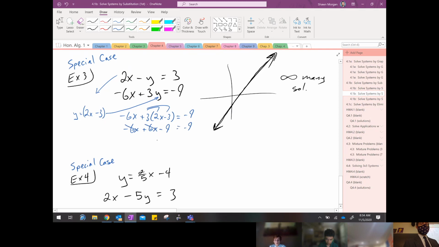And the 6x's cancel out, and we got negative 9 equals negative 9. Is that a contradiction? No, that's true no matter what. So in your notes, please write down that if you get something that's true no matter what, we call that an identity, by the way. If you get an identity, that's where you're going to have infinitely many solutions. There's infinitely many numbers that I could plug in for x to make that equation true, because negative 9 equals negative 9 no matter what I plug in for x.